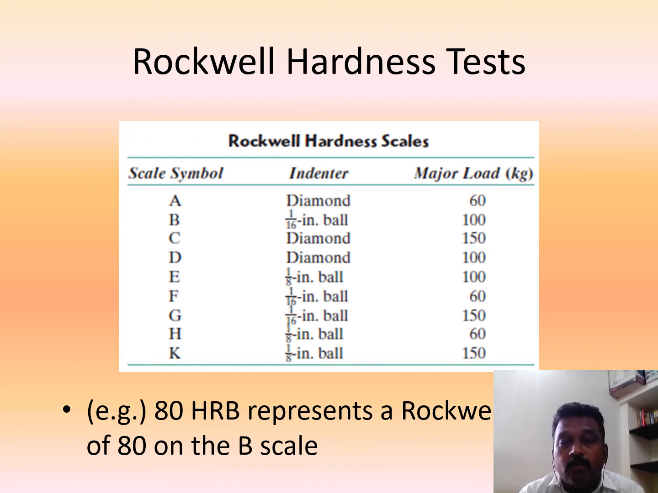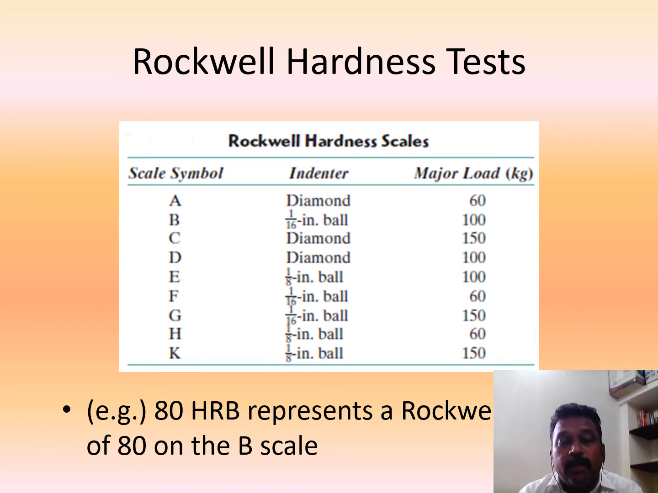for the indenter. So imagine the major load is 60 kilograms. If you use a diamond indenter, then it is denoted by the symbol A, followed by that load number. And if you use a 1/16th inch ball indenter, then the load is 100 kilograms, and you have to use the symbol B. Similarly, if the load is 100 kilograms but you are using a 1/8 inch diameter ball indenter, then you need to use the symbol E.